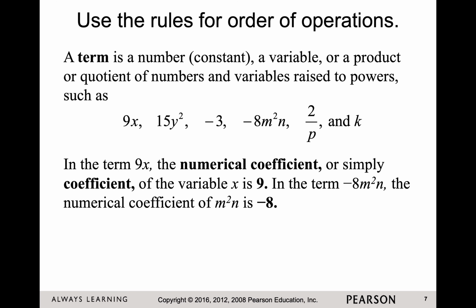So a term is the number or the variable that is being added in a problem. So these are all examples of different terms that you will see in questions. The coefficient would be the number in front of a variable in a term. So in the example that they're given, 9x, the coefficient is 9. 15y squared, the coefficient is 15.